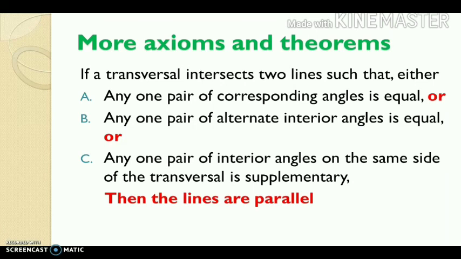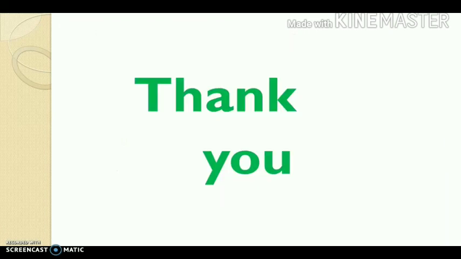More axioms and theorems means it's vice versa. How it comes? If a transversal intersects two lines such that either any one pair of corresponding angles is equal, or any one pair of alternate interior angles is equal, or any one pair of interior angles on the same side of transversal is supplementary, then lines are parallel. So note down all the definitions and all the relations in your notebook, and tomorrow we'll continue with the exercise.